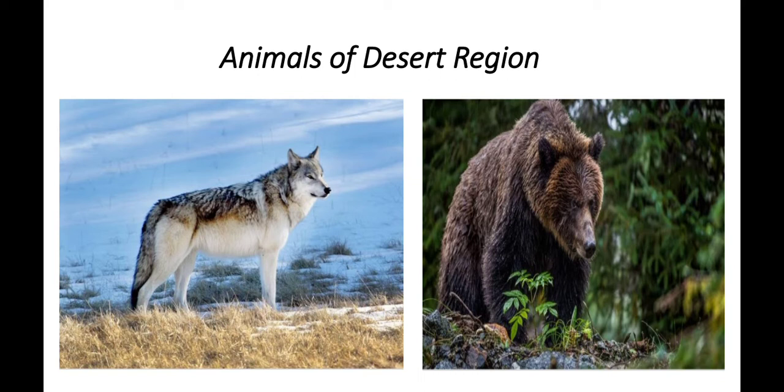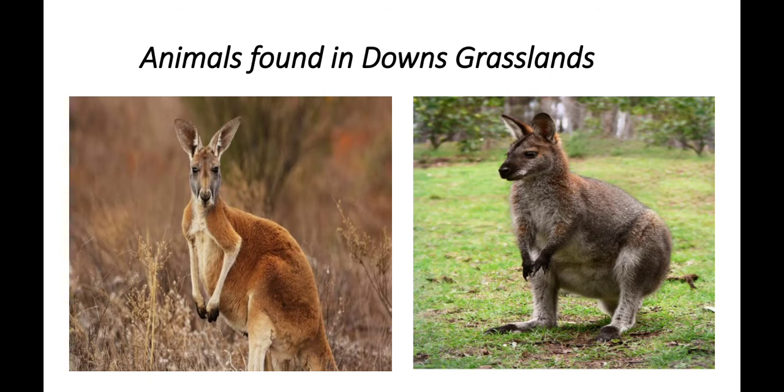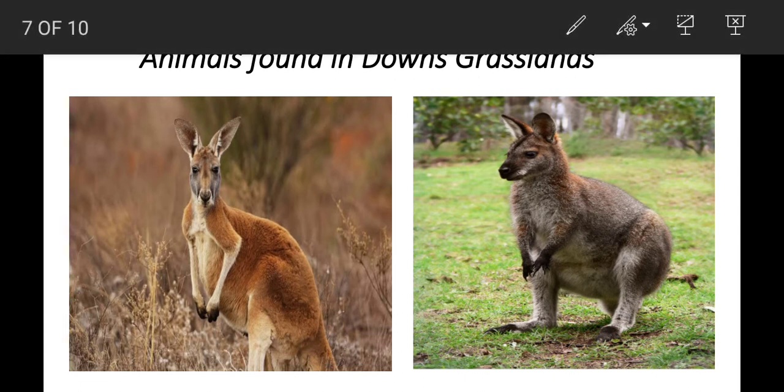There are some animals that are found in the prairies and steppes grassland regions. For example, wolves, wild horses and grizzly bears. You can observe here that these are the animals found in the prairies and steppes regions. Next, wild horses and llamas are also found in the pampas grassland region. Whereas kangaroos, wallabies and dingoes are found in the downs. So these are the different types of animals found in this grassland region.